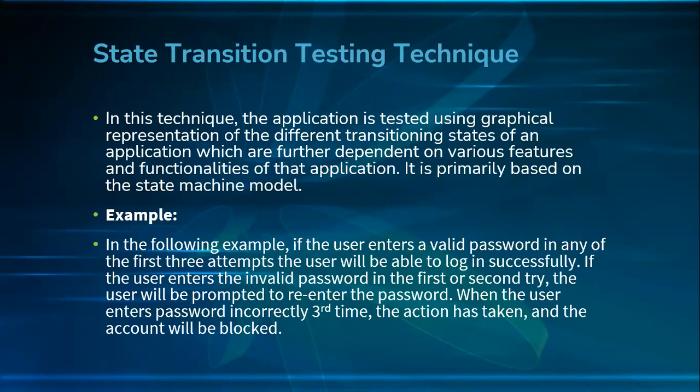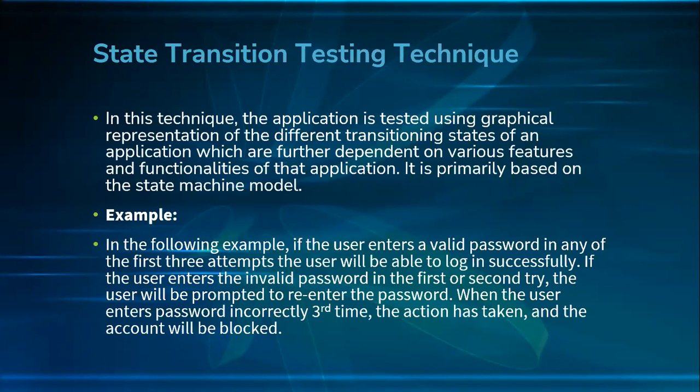In this technique, the application is tested using a graphical representation of the different transition states of an application, which are further dependent on various features and functionalities of the application. It is primarily based on the state machine model. Let's bring it back to a clearer view. Let's take an example.